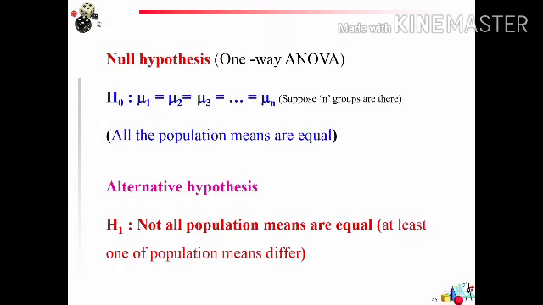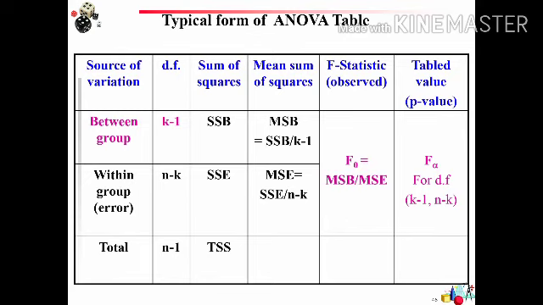The null hypothesis is H naught: mu1 equal to mu2 equal to mu3 equal to etc. equal to mu n, suppose we are considering n groups of observations. And the alternative hypothesis H1 is that not all population means are equal, that is, at least one of the population means differs. And this is the typical form of an ANOVA table.